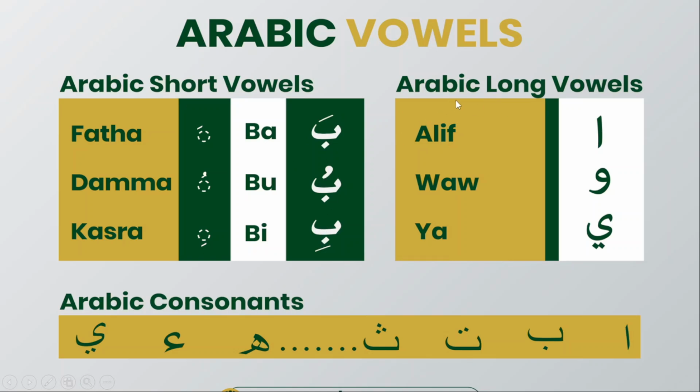Now, moving on to our Arabic long vowels, you will see we have three letters here. These are your alif, waw, and ya. In Arabic, consonants, like I said, are all from alif to ya, which require harakat in order to be pronounced. So this is all about Arabic vowels. Just remember, fatha, dhamma, and kasra are called short vowels, and alif, waw, and ya are called long vowels. We'll discuss more in detail in our subsequent video.